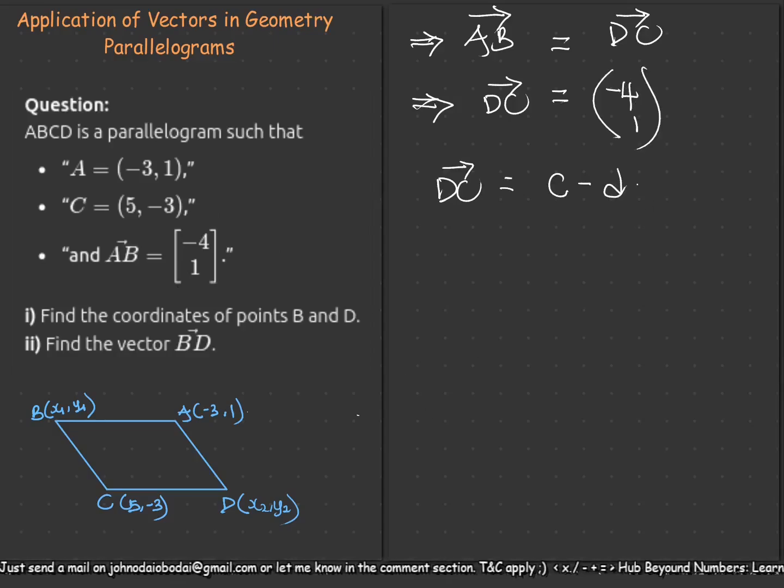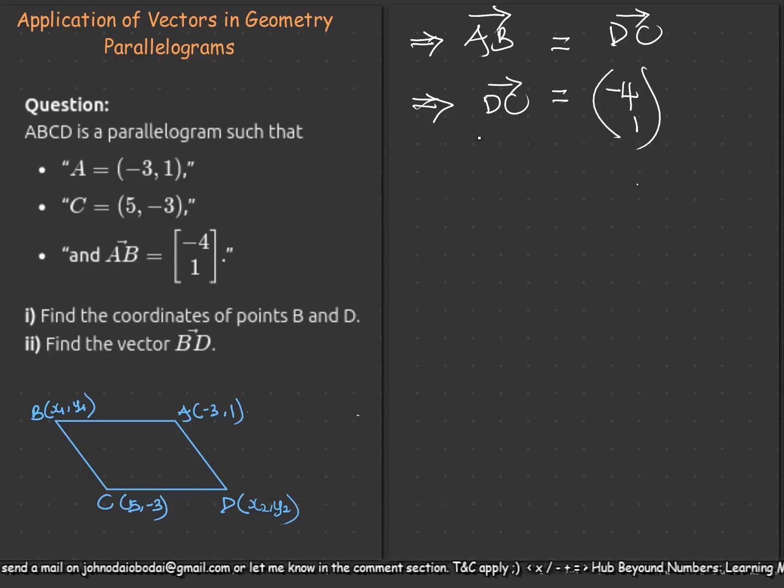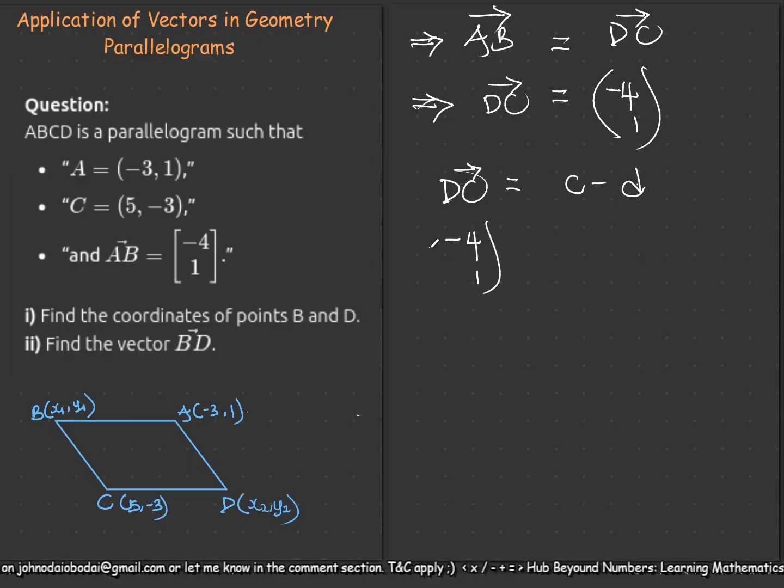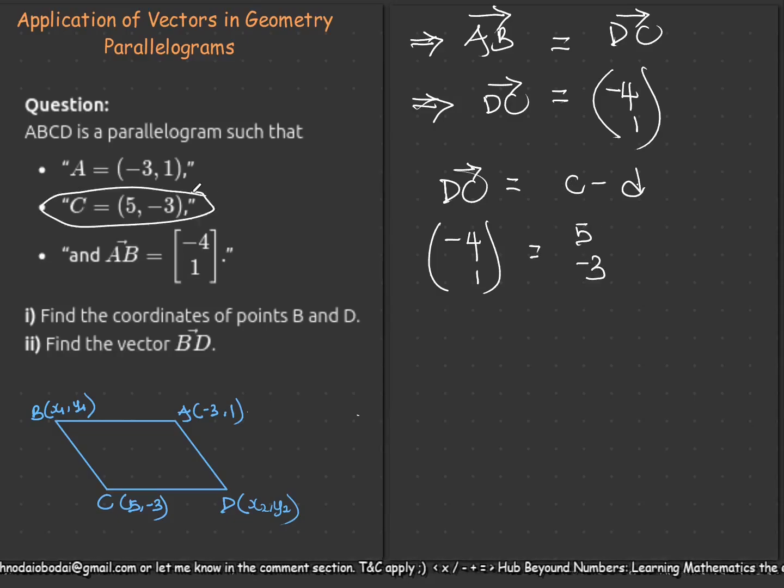Now we know that to solve for DC, it is actually C minus D. That is, DC is equal to position vector C minus D. Hence, we now do our substitution. So DC is (-4, 1), and it's equal to our C, which we had as (5, -3). That is from the question we were given.